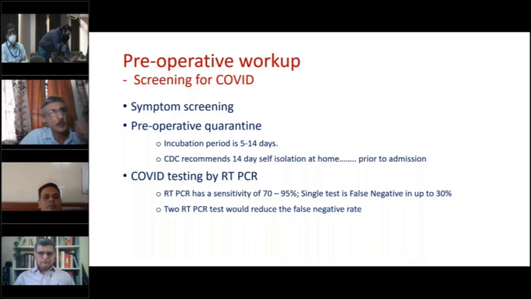The third thing is that the patient should have COVID testing by RT-PCR. Unfortunately, we now understand very clearly that up to 30% of patients will have a false negative test if done once. Therefore, most guidelines and articles recommend that at least 2 RT-PCR tests be done, to reduce but not eliminate the false negative rates of RT-PCR.